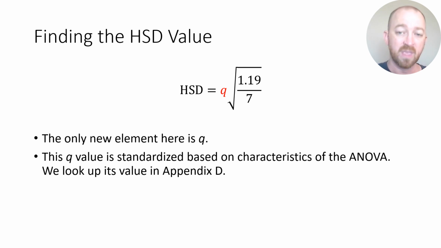So what we need to do here is look up the Q value in an appendix of the textbook. Again, we're not looking up the critical value of the HSD, we're looking up just the Q value that goes inside of the HSD equation. So it's almost like a play within a play. It could be a little much.